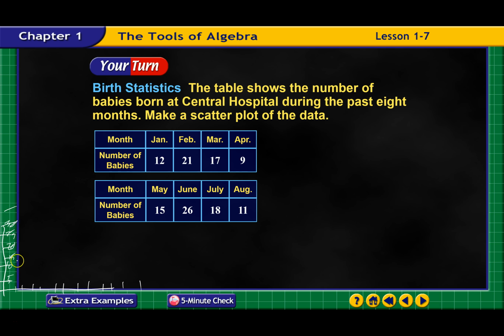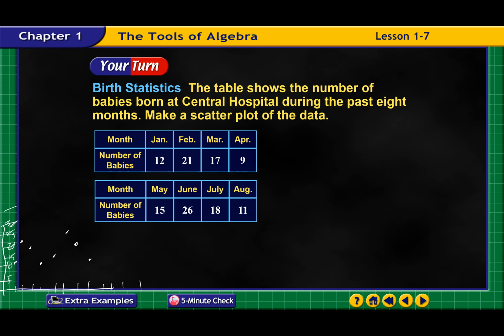So January had 12, 21, 17, back down to 9, and then up to 15, 26, we went a little higher, 18, we're around there, and back down to about 11. So it's going to look something like that. That's how I would come up with that.